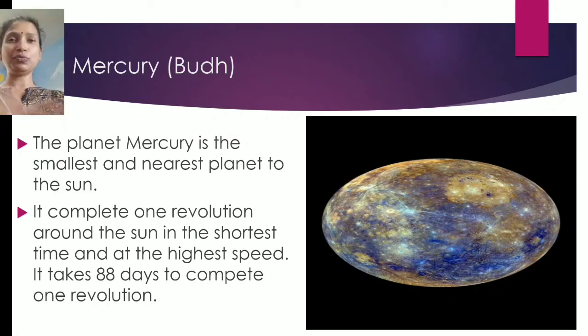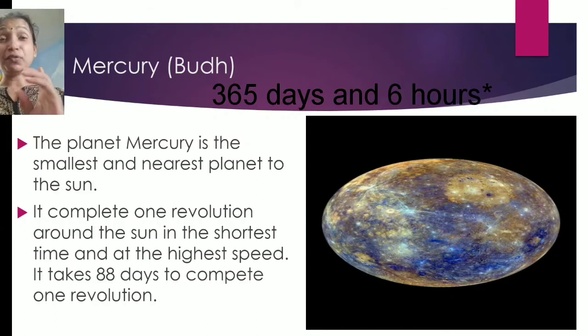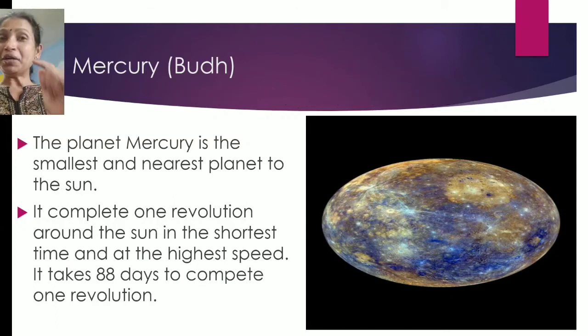So the planet Mercury is the smallest and nearest planet to the Sun. If I ask you a question, which is the smallest and nearest planet to the Sun, you will have the answer: Mercury. It completes one revolution around the Sun in the shortest time, at the highest speed. It takes 88 days. In contrast, Earth takes 364 days and 8 hours, but Mercury completes its revolution around the Sun in 88 days.